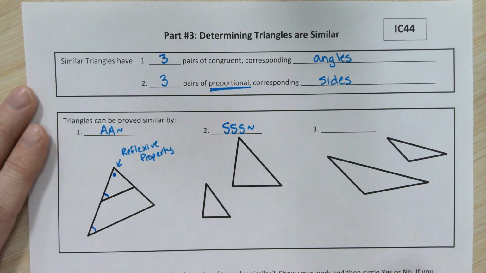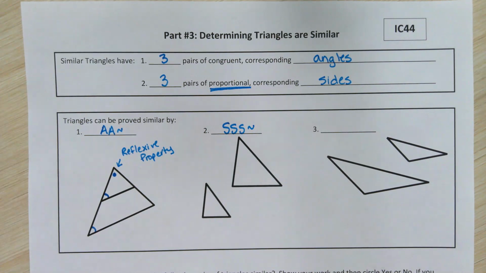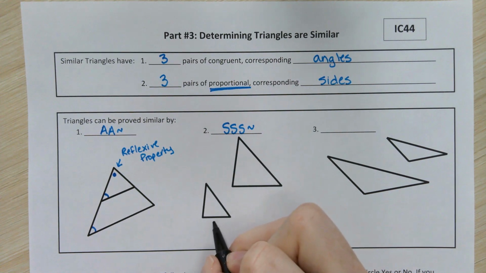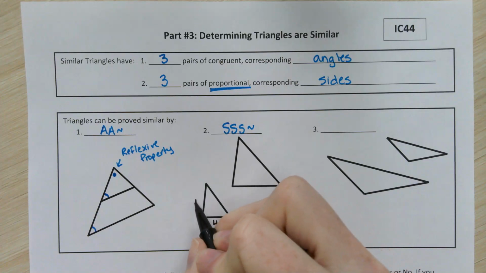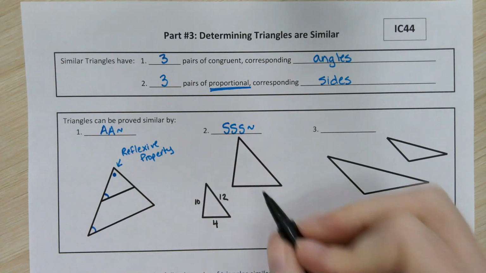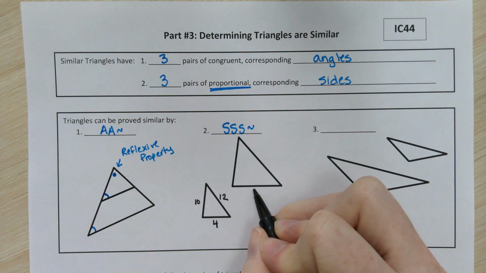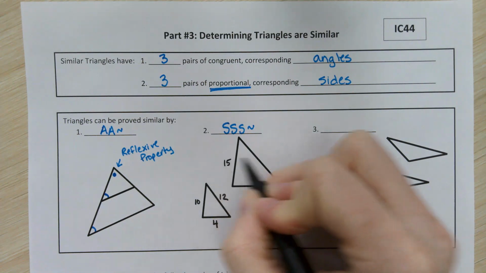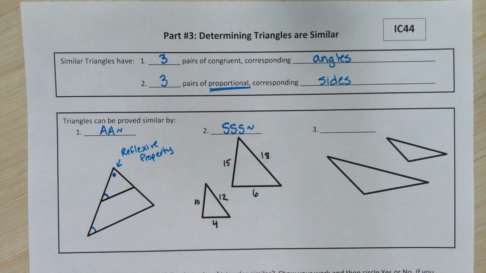So in order to use side-side-side, you would need something like this. This is not information you would make up. This is information that would already be on your diagram. So let's say that we had sides labeled on this smaller triangle of 4, 10, and 12, and then we had sides labeled on this bigger triangle of 6, 15, and 18. Again, that would be given information to you. You don't make that up. It would be given to you as part of the problem.